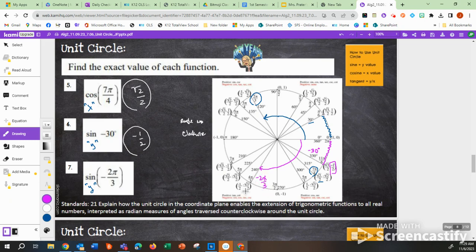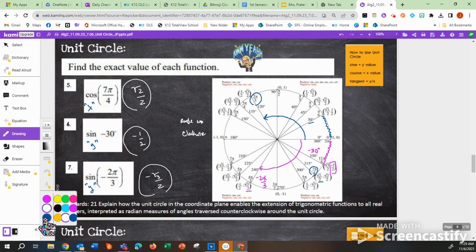And they're asking me for sine. So that's the y value. And that would be negative square root of 3 over 2. So the negative angles, they kind of just go against my brain. So I have to really think about that. And it does help me to think about where the positive angle is. And then I just rotate clockwise to get to the negative angle.